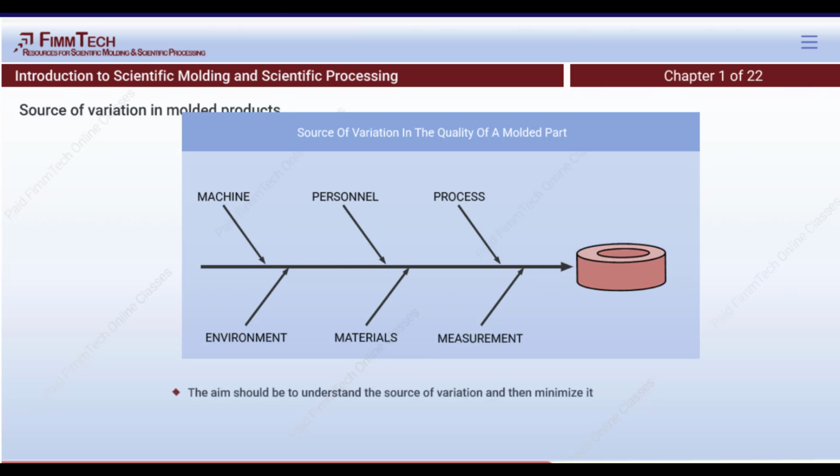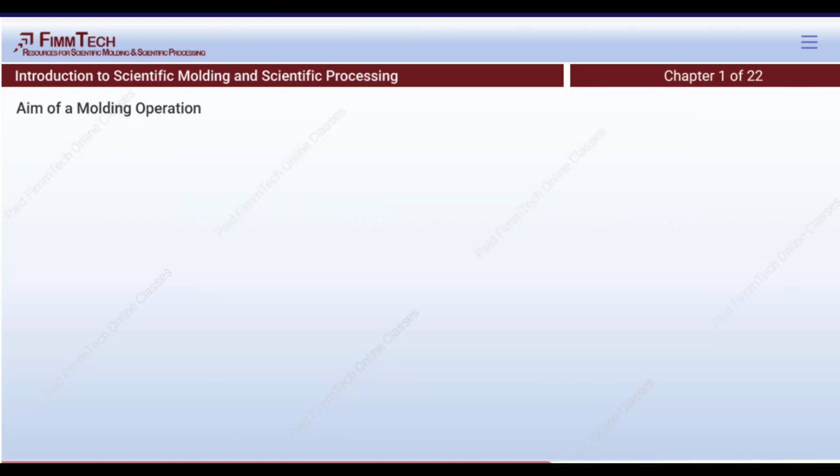The aim should be to understand the source of variation and then to minimize it. It's impossible to eliminate variation from the molding process. If you look at the aim of a molding operation, you are trying to mold the parts consistently. You're trying to mold the parts that meet all the quality requirements, and you're trying to run an efficient process.